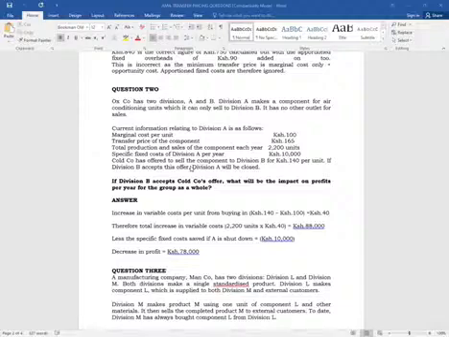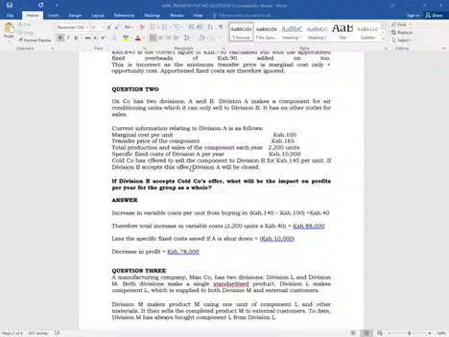Current information written in Division A is as follows. Marginal cost per unit is 100. Transfer price of the component is 165. Total production and the sales of the component each year is 2,200. Specific fixed cost of Division A, we are talking of 10,000, the specific. Cold company has offered to sell the component to Division B for 140 per unit. If Division B accepts this offer, Division A will be closed.